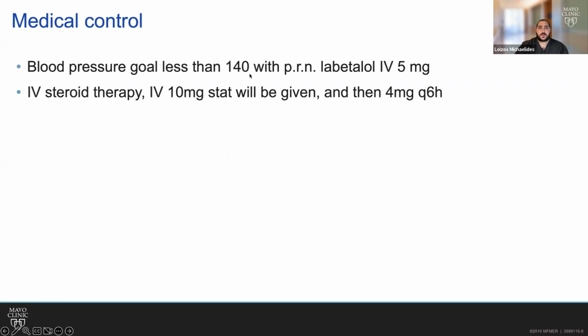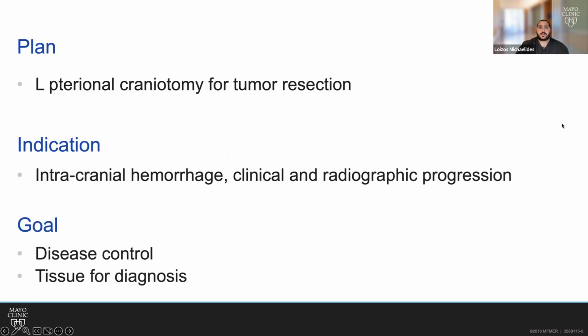So at this point, the patient was given labetalol as needed for symptomatic control of the blood pressure and IV steroids. And the plan was to proceed with the left pterional craniotomy for tumor resection, the indication being the intracranial hemorrhage that we've seen. Hold on a second.